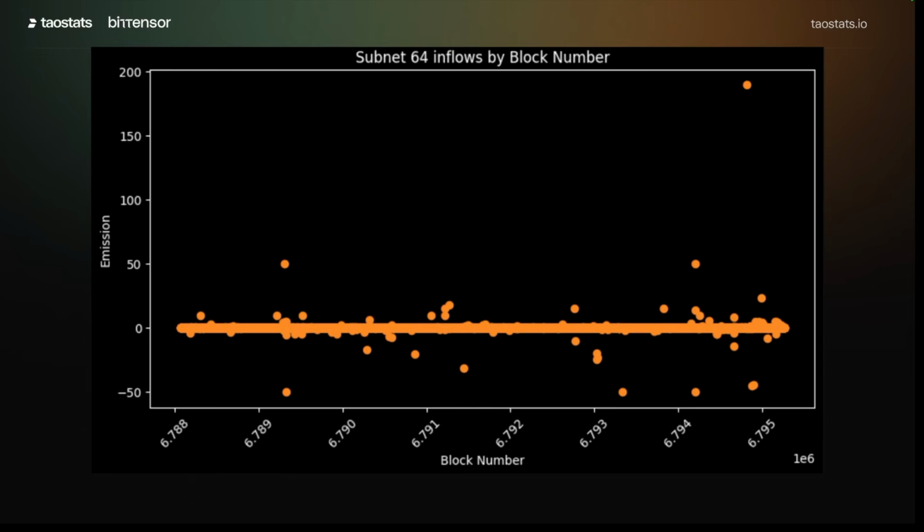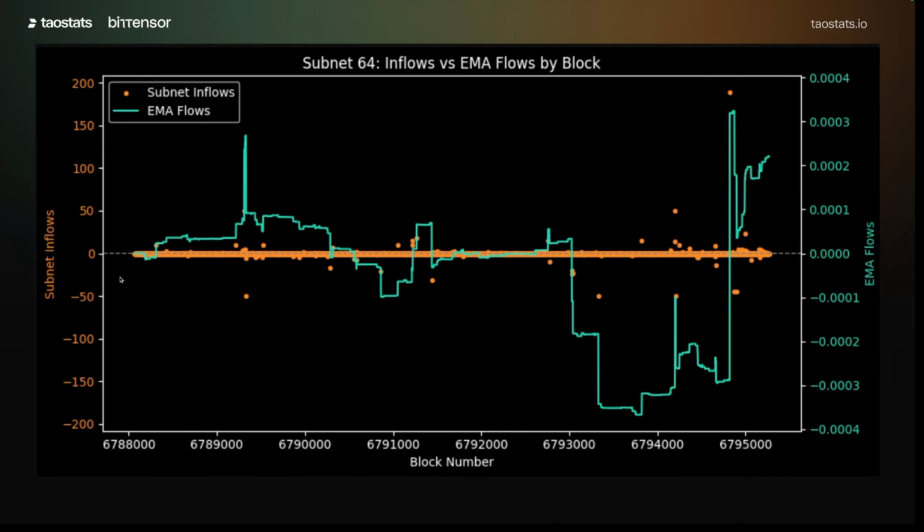So we can look at some inflows. So this is subnet 64 for about the last day. You can see on most blocks, there's 0 inflow. There is no staking actions. There were no unstaking actions. And then you can see we have some positives. We have some negatives. And here I'm calculating the EMA flow for just one day. I'm not doing the exponential moving average for the history of subnet 64. We're just looking at, so in reality, this is going to be a much smoother line. But what this does show is here is a positive EMA flow, so there will be emission. Here's a negative EMA flow, no emission.